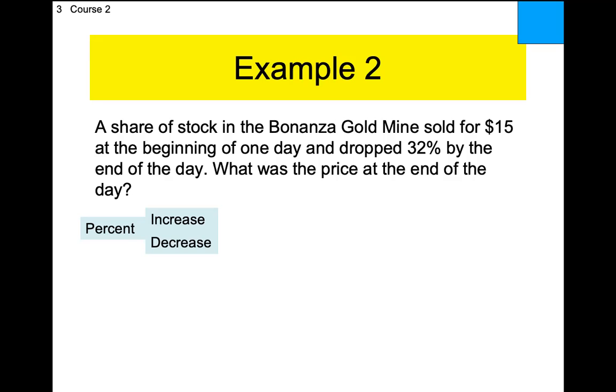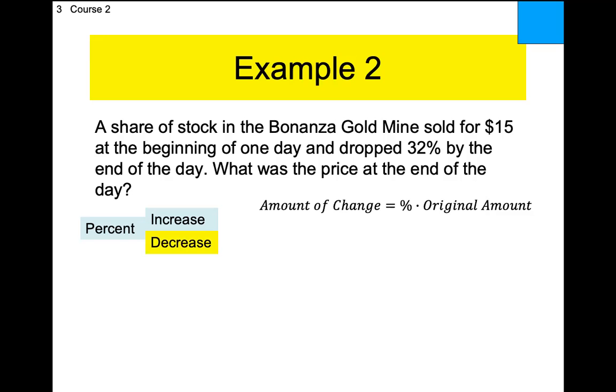A share of stock in the Bonanza Gold Mine is $15 at the beginning of one day. It dropped 32%. What was the price at the end of the day? Oh, this is a hard one, so everybody's really got to pay attention. That's the starting price. Clearly, this is a decrease because it says it dropped.